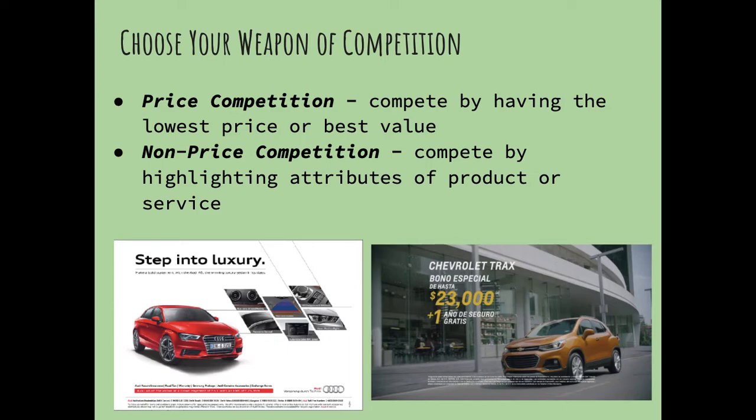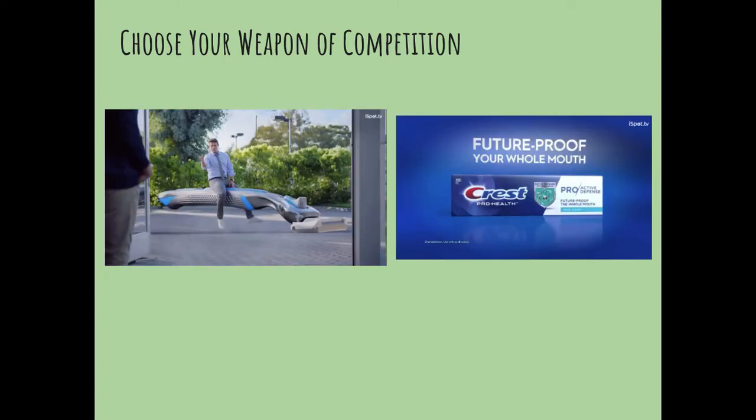And so they have two different tactics or weapons that they use. They can use price competition, where they say they have the best value or the lowest price in town. Or maybe they go non-price competition, where they talk about their product has the best features, it has the fastest speed, or the best quality, and they don't even talk about price. There's a few examples within the slides, a couple videos that you can watch as examples of price and non-price competition.